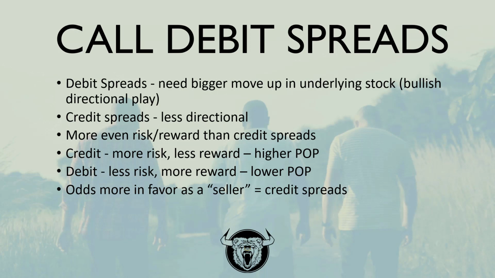That's because with a credit spread, there's more risk and less reward. However, you do receive a higher probability of profit, because when you're an option seller, the odds are more in your favor of success, because most options expire worthless. So with a debit spread, there is less risk and more reward. However, there's a lower probability of profit, because again, the odds are more in your favor as a seller. So with credit spreads, you'd have a higher chance of success.